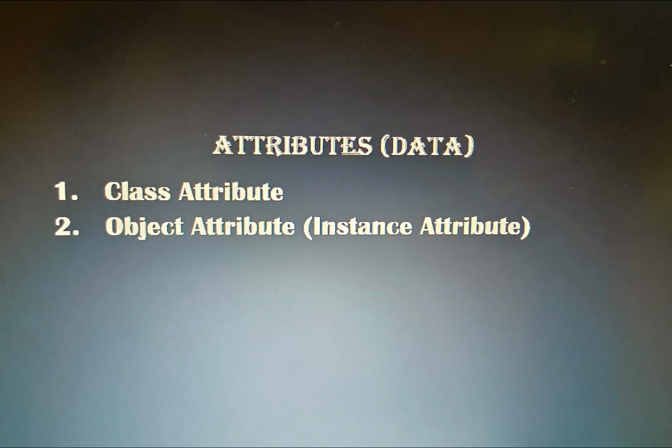Now the next important thing is attributes, that is, the data we can say. There are two types of attributes in our code: class attributes and object attributes. Also we call an object an instance, so object and instance are the same, so we can say object attribute or instance attribute. The attributes which we give inside our class are the class attributes, and these attributes remain the same for every object we have made. And the attributes which we make inside the parameterized constructor are object attributes, because these types of attributes hold different values for different objects.